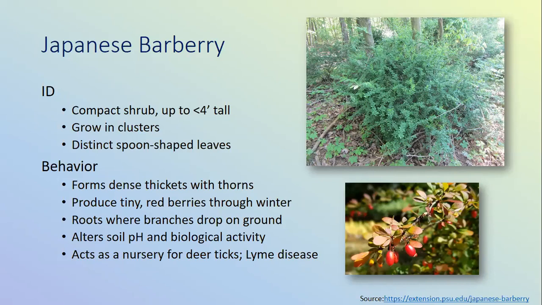And again, those birds love to eat berries, so that's one of their primary ways of spreading. They do root from their branches as well. So as their branches fall down to the ground, they will root right there. These plants also alter soil pH and biological activity in the soil. And unfortunately, they've been found to be a nursery for deer ticks. So generally, if you have a lot of Japanese barberry, you may have a higher incidence of Lyme disease in your area.